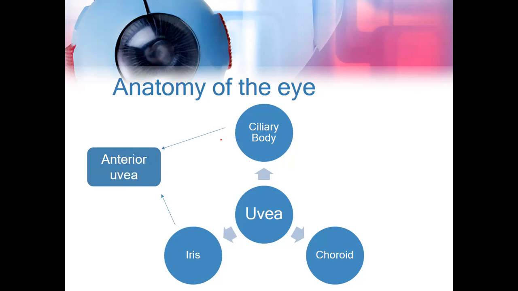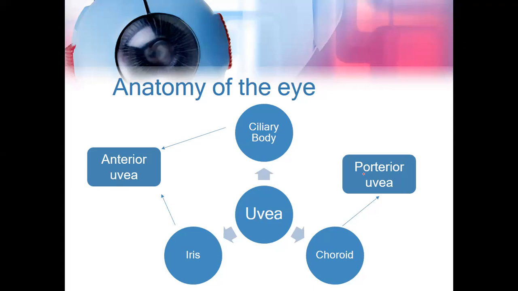We can divide the uvea, or middle layer, into the anterior uvea, which is formed by the ciliary body and the iris. Both together form the anterior uvea, and the choroid is the posterior uvea. How would you call the inflammation of the anterior and the inflammation of the posterior uvea?